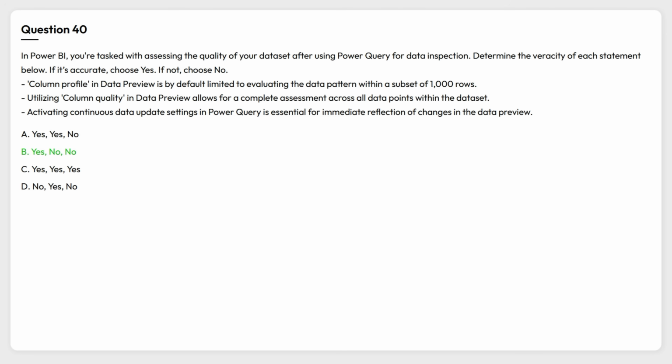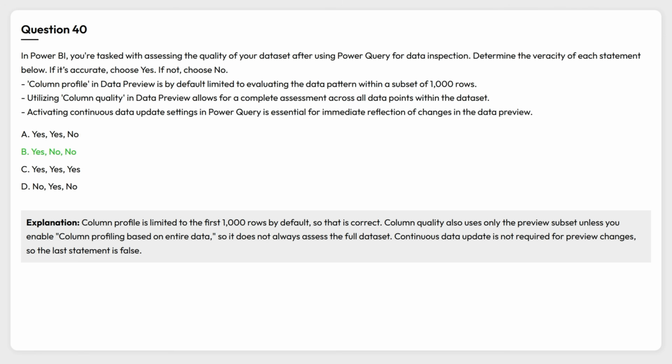The correct answer is option B, yes, no, no. Column profile is limited to the first 1000 rows by default, so that is correct. Column quality also uses only the preview subset unless you enable column profiling based on entire data, so it doesn't always assess the full dataset. Continuous data update is not required for preview changes, so the last statement is false.